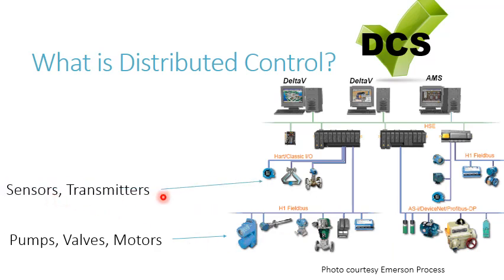Then you've got sensors and transmitters. These can be like temperature sensors. This one is a Coriolis sensor. It measures flow. This one is probably a pressure sensor. These here might be like pH sensors, temperature sensors.